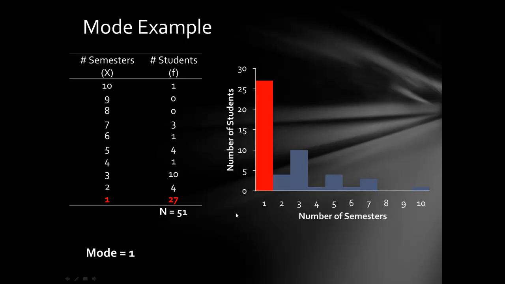Now let's say that we had 26 students who had been here for 3 semesters. Well, then we would also have another peak here, and you could say that 3 and 1 are both a mode. Although 27 is technically more, if you have another score that happened about the same number of times, and it's a very high number, you can call that a mode as well.